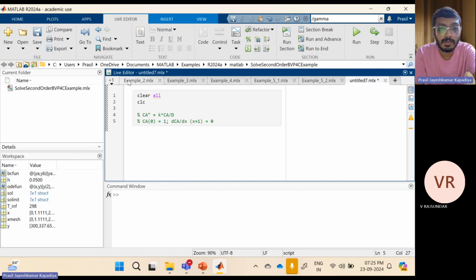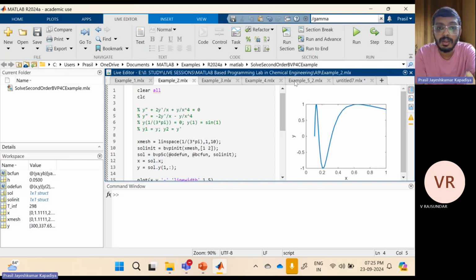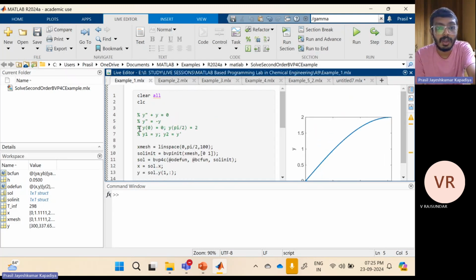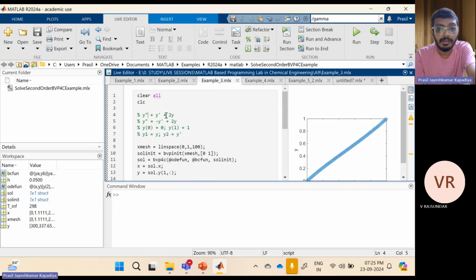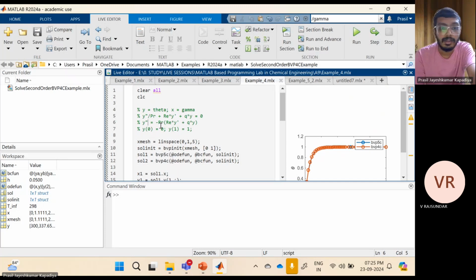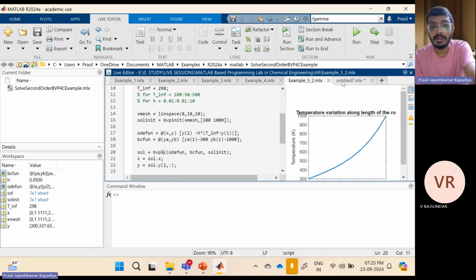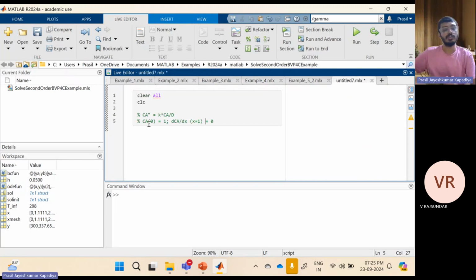So till now, if we see the previous problem statement, let me close this one. See here also it was y of 0 is equal to 0, y of pi by 2 is equal to 2, y of 1 is equal to something. Here also y of 0 is equal to 0, y of 1 is equal to 1. Same, but here the condition is different: y of 0 is equal to 1 and the second boundary condition is the derivative dCa by dx equal to 0 at x is equal to 1. So it will be a bit different.